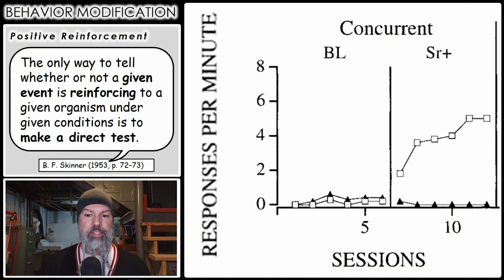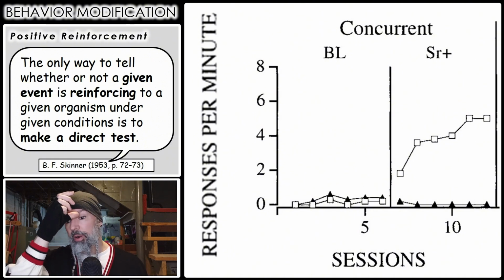On that x-axis, we have the number of sessions. So you can see that we spent 6 sessions in this baseline phase. And then on the y-axis, we have responses per minute. Basically, the higher the line, the more responses that were given per minute, the more panel presses occurred per minute.